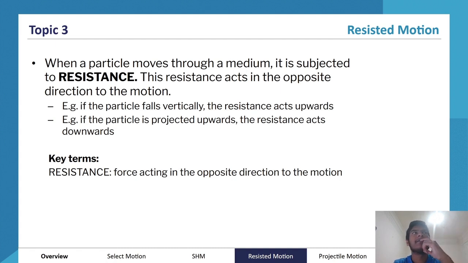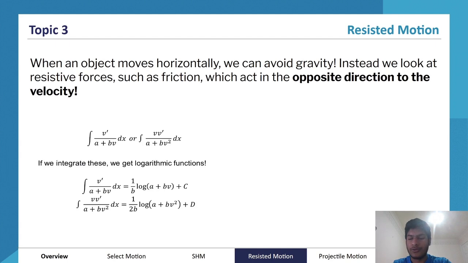In some cases, I think the majority of cases, it's the same: resistance forces act to oppose the direction of motion. When an object moves horizontally, we can avoid gravity. Instead, we look at resistive forces such as friction, which acts in the opposite direction of velocity. And these are just a couple of integrals which may turn up, which are quite useful, so I just threw them in there.